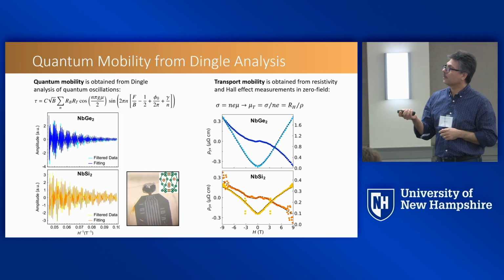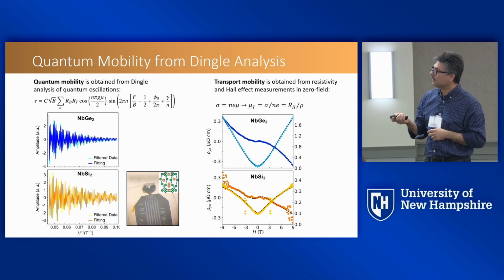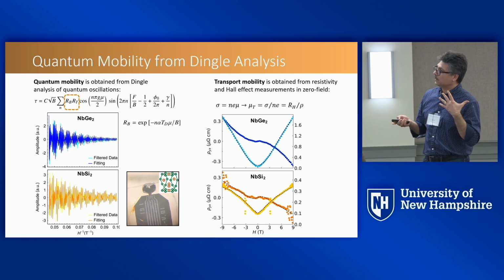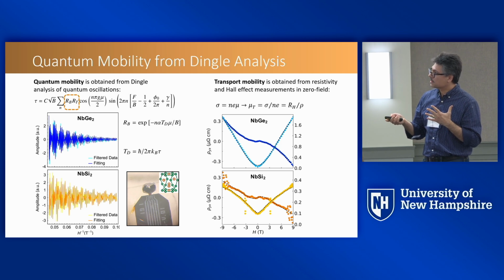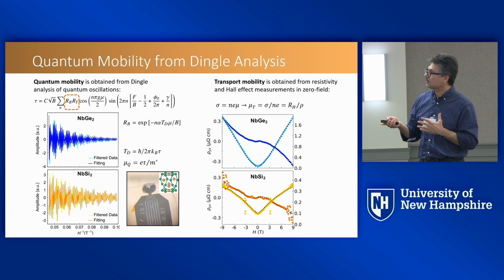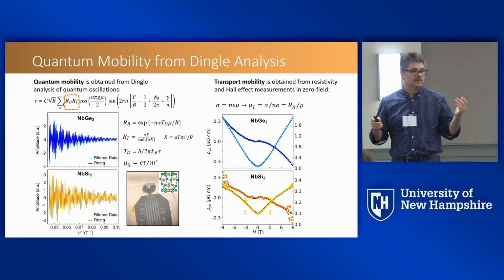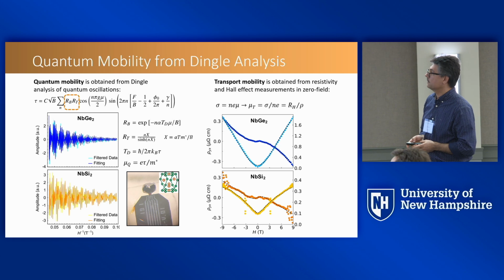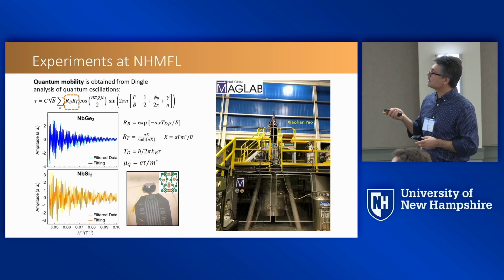And then we perform quantum oscillation experiments at high fields. And from an analysis of those quantum oscillations, we get the quantum mobility. Basically, what you need to do is to look at the damping of quantum oscillations with field. And from that, you get something called a Dingle temperature, which gives you relaxation time. And then you need the effective mass to get the quantum mobility. And that you get from the temperature dependence of quantum oscillation via an analysis called Lifshitz-Kosevich analysis. So that's how the experiments are done.